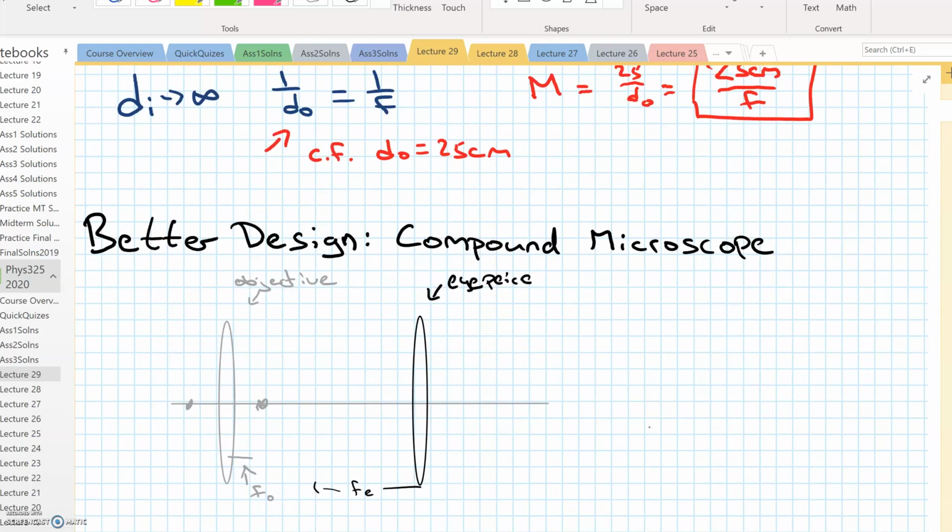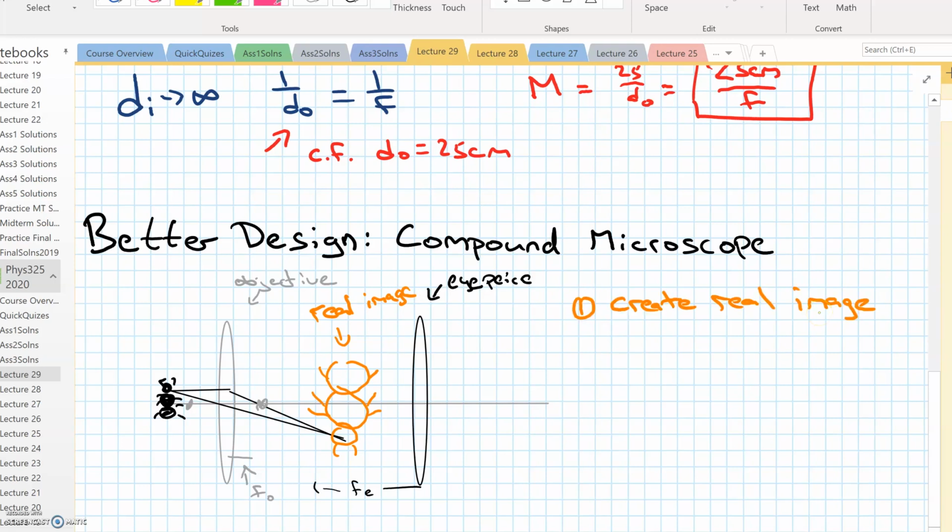Now the basic functionality of the compound microscope is as follows. We take our bug, or whatever it is that we're trying to look at, and place it on a stage. Our strong focusing objective is placed close to the bug, and it's not so close that it's within its focal length, so it's going to create a real image. There's our bug, and it's going to create a real image of that bug. So step one is to create our real image with the objective. And that's going to have some magnification. We'll call it M1.